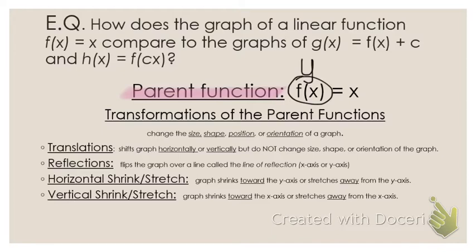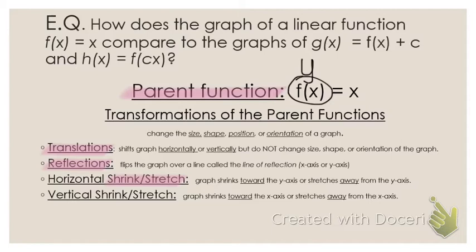Now, I told you we've got 3, and we're going to highlight those 3. We're going to look at translations, reflections, and shrink or stretches. Now, I realize it says horizontal shrink stretch, vertical shrink stretch, but we are only going to highlight the 3 transformations right now. There's translations, reflections, and shrinks or stretches. Now let's talk about a translation. It shifts the graph horizontally or vertically, but it does not change the size, shape, or orientation of the graph. So a translation simply takes the line and moves it right, left, up, or down. It doesn't do anything else to the graph but move it right, left, up, or down.